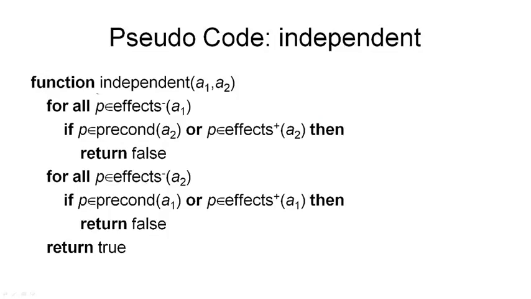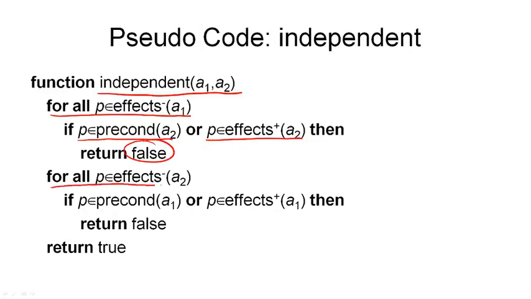We define a function independent that takes two actions and returns true if and only if these two actions are independent. And what this function does is simply go through all the negative effects of the first action and test whether they're also either a precondition or a positive effect of the second action. If this is the case, then we can return false, because we know these two actions are not independent. They are dependent in this case. And then we also need to do the same for the symmetric case.